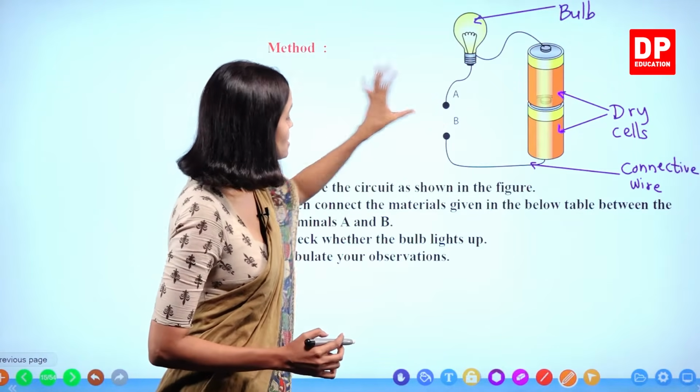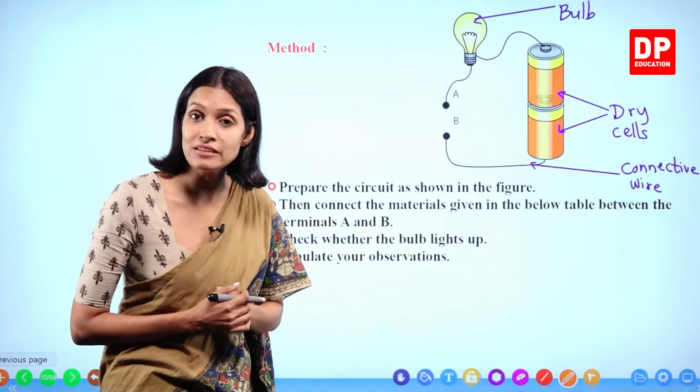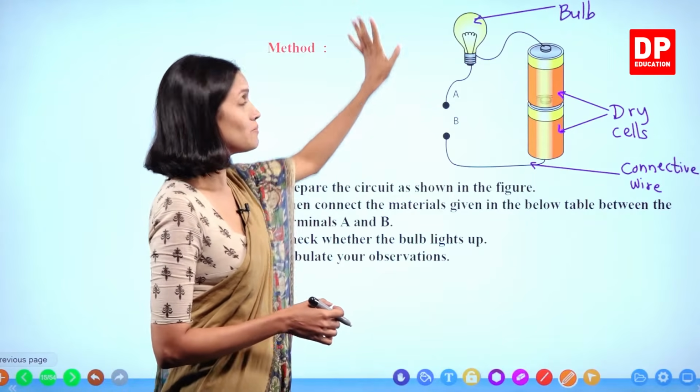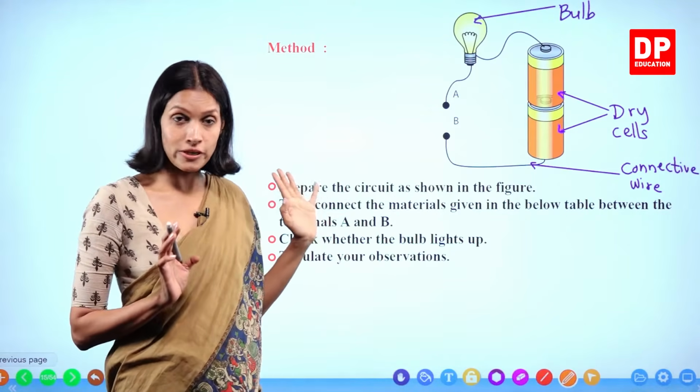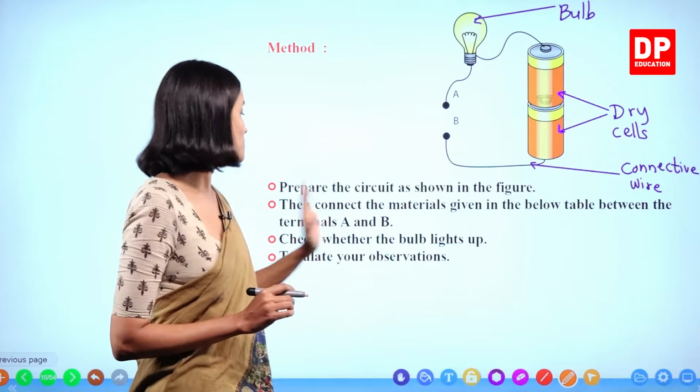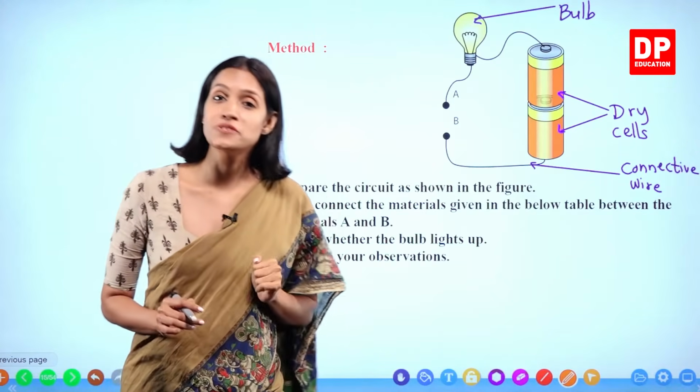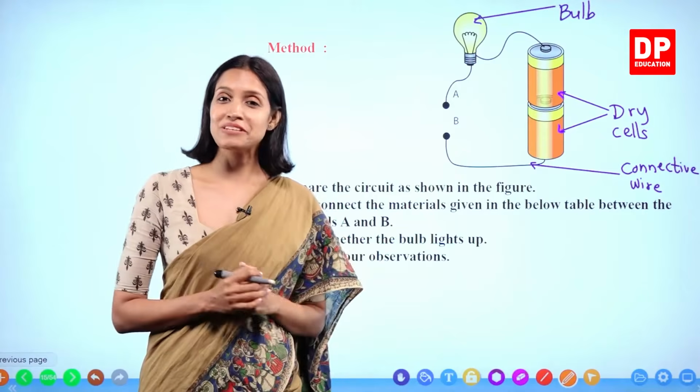So when you close the circuit with each of the materials given in the list, you have to check whether the bulb lights up. Okay, children? So check whether the bulb lights up, tabulate your observations. So we'll do this activity in the lab now.